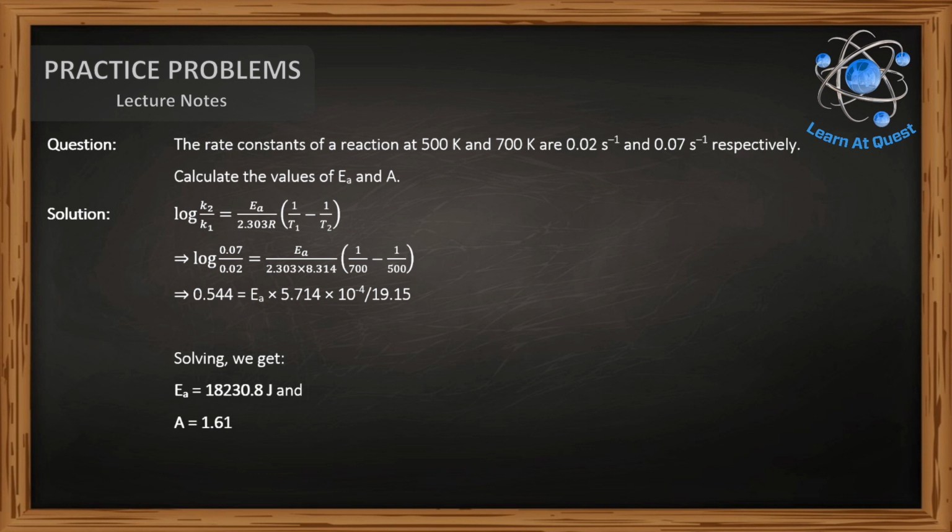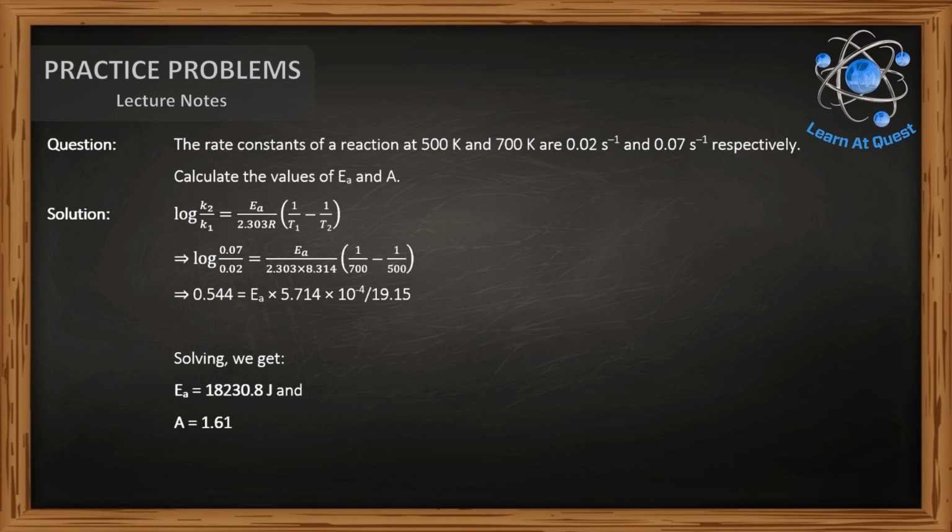In the question, we are also required to find the value of A, which is the Arrhenius factor or the Arrhenius constant. To find the value of A, we'll again use the Arrhenius equation, which is K equals A multiplied by e raised to minus EA divided by RT, and substitute the value of the rate constant K and the temperature T for any one of the temperatures which are given to us here.